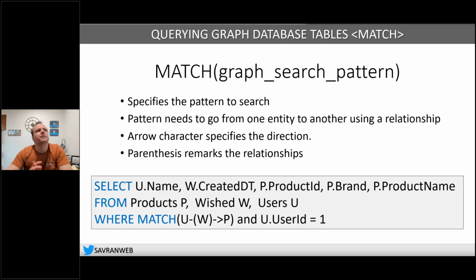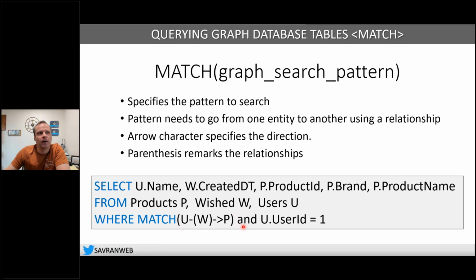So here's a simple example. It looks like we are using the products table here, the wished table, and the users table. As you might guess, our products table is a node table. It's an entity. Users table is an entity, and wished is a relation table. So my match clause is starting from the users table, and it's going to the products table by using the wished relation. And as you can see, the direction is going this way. So by just writing that, I am going to find all users' wish lists.